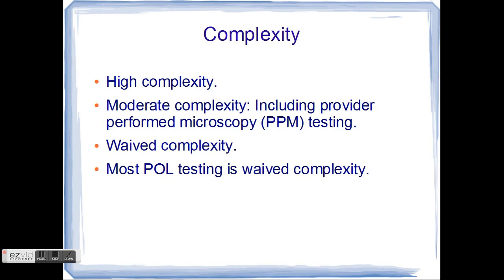Moderate complexity is a step down from high complexity. High complexity has the most restrictions. Moderate complexity is moderately restricted in terms of regulations. These are things that have some risk, but it's not as low as the waived and not as high as the high.